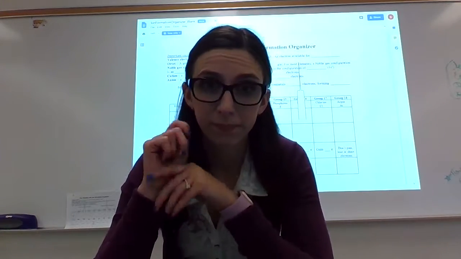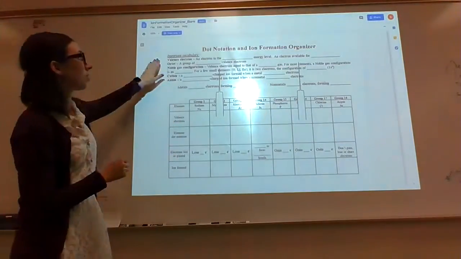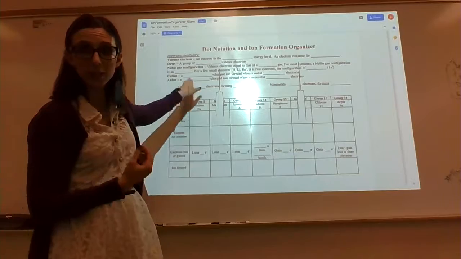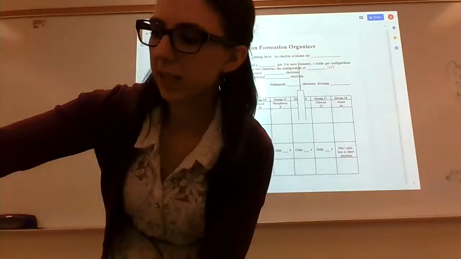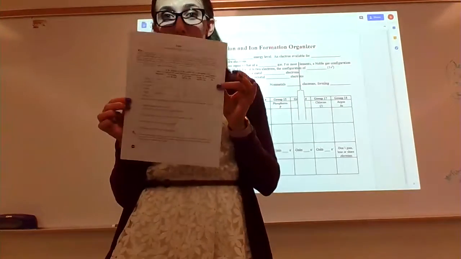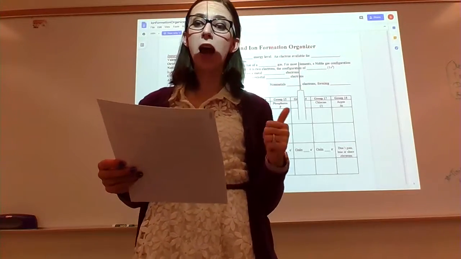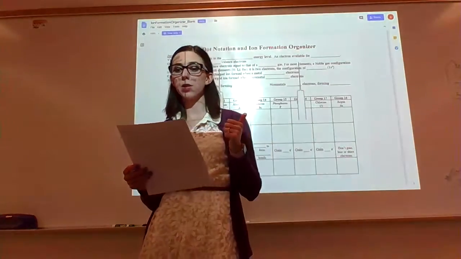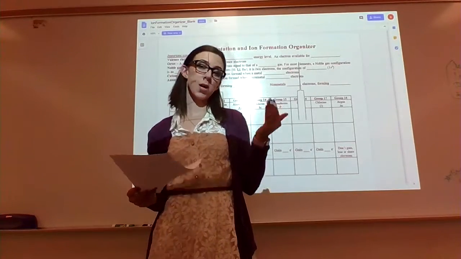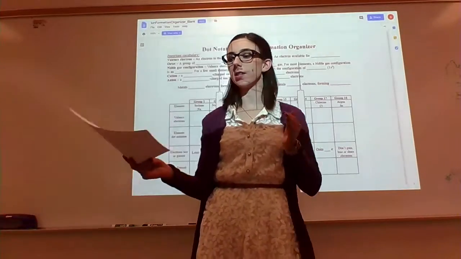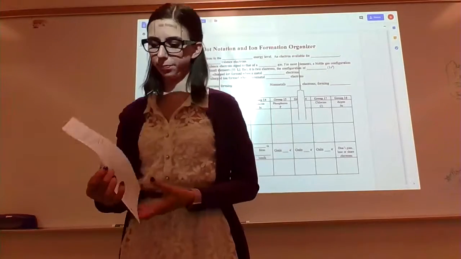So you're going to start off the period by filling out this organizer. This is the dot notation and ion formation organizer. You're going to start by filling that out at the start of the period. After that, you guys are going to fill out a POGIL. This one is the ions POGIL, and the question you're going to be looking at is, how are ions made from neutral atoms? So how do you go from being a neutral atom with a charge of 0, same number of protons, same number of electrons, to an ion with different numbers of electrons than protons?